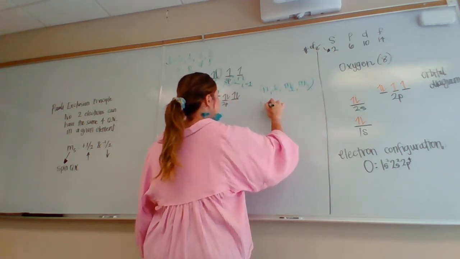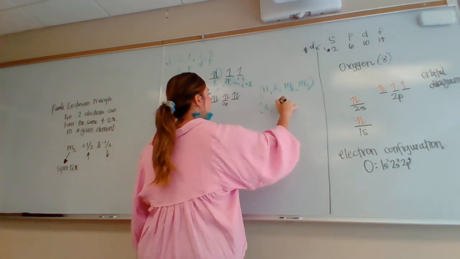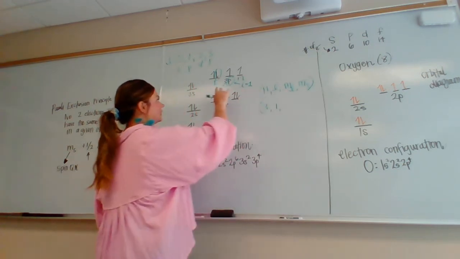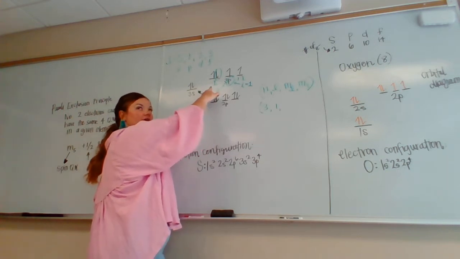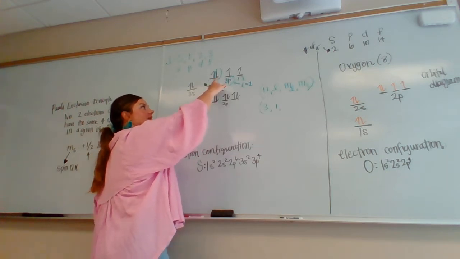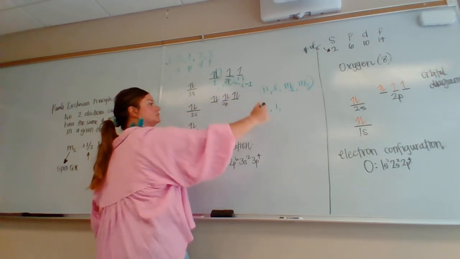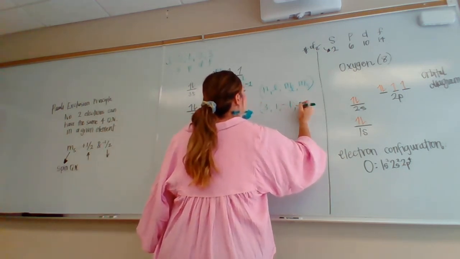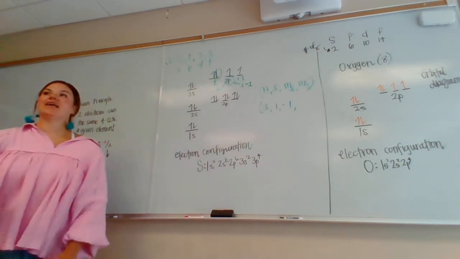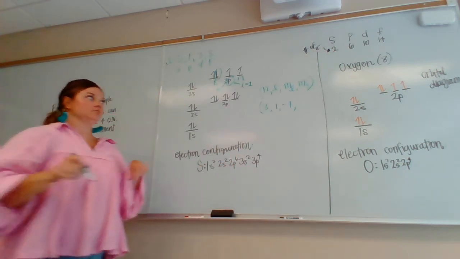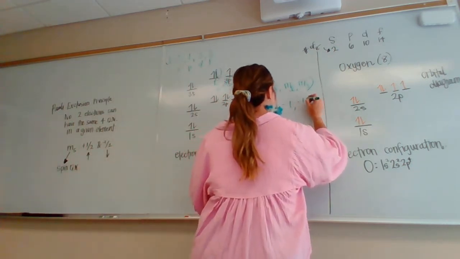N is 3, L is 1 because it's a p orbital. My M sub L value is going to be negative 1 because my last electron was in the negative 1 orbital. The M sub S is negative 1/2 because it's spin down. So that would be my last quantum number.